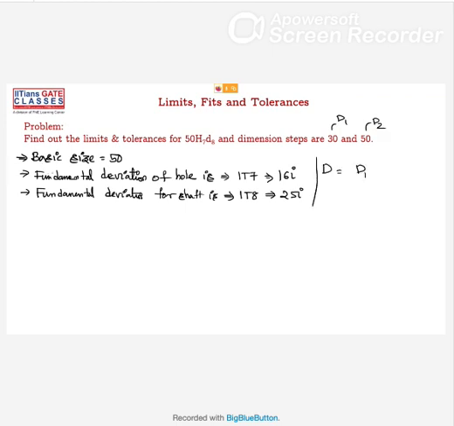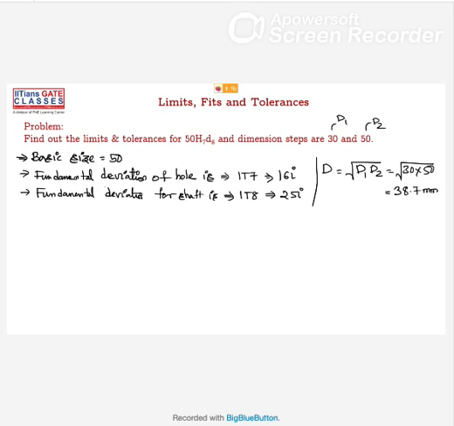D is the geometrical mean of D1 and D2. So this is 30 into 50. So the geometrical mean, can anyone say what is the value of this? 30 into 50 under root. It is 38.72. Good. 38.72 mm.